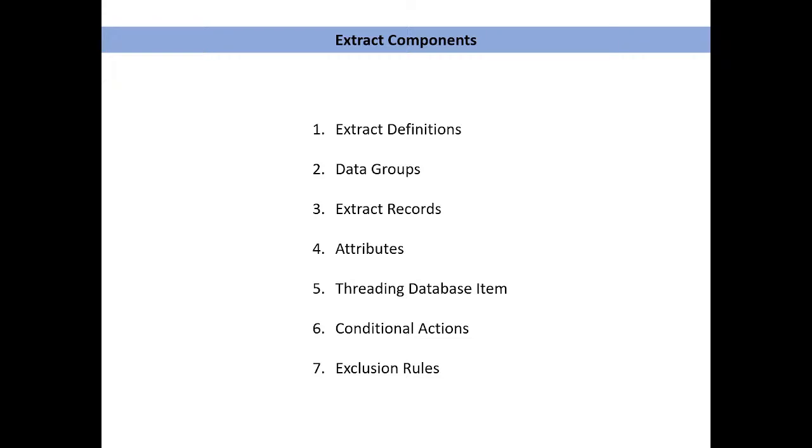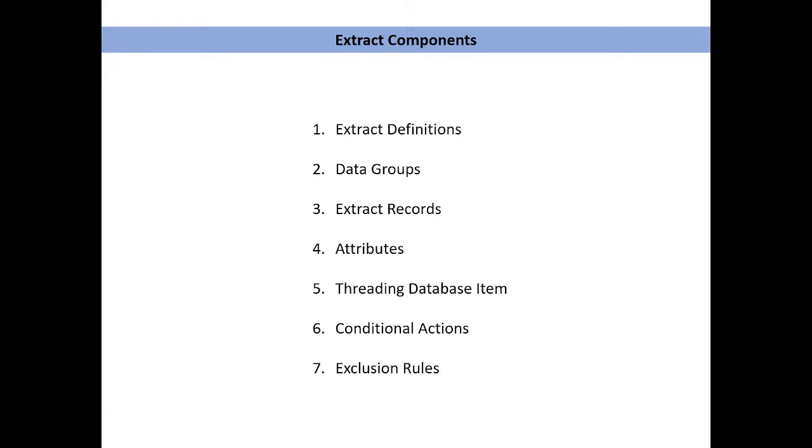Then next we have the data group. An extract data group represents a business area or logical entity, for example person and assignment, or benefit. The application uses this information to retrieve the database item groups, and you can define one data group as the primary or root data group. This data group is the starting point of the data extraction.